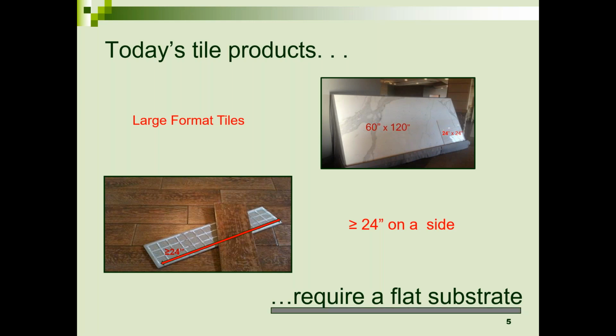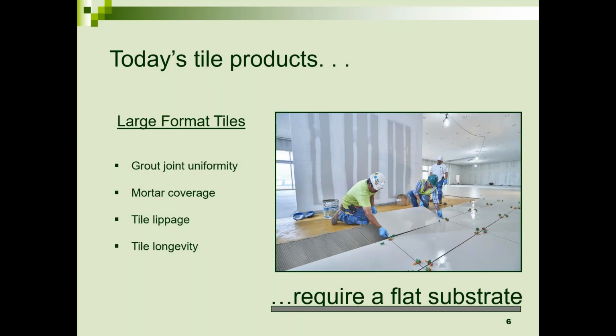Large format tiles are tiles that are 24 inches or greater on a side, and I was recently informed of that change. It used to be 15 inches on a side, now it's 24 inches. So all these tile products that are pictured require a flat substrate. Any deficiencies in the slab that are not corrected can lead to problems, from tiles cracking and grout lines failing, to minimally maybe aesthetic issues. If you don't have a flat substrate for these very large tiles, you have a variety of problems. Tile longevity, both the aesthetic longevity and functional longevity, will be compromised.